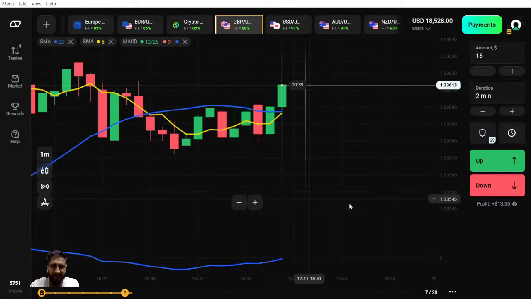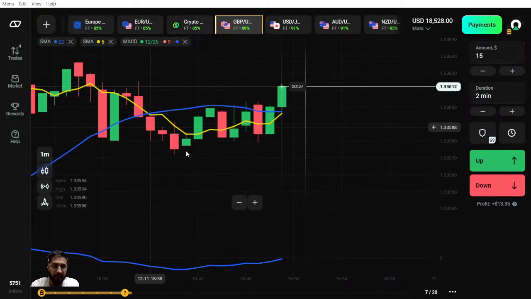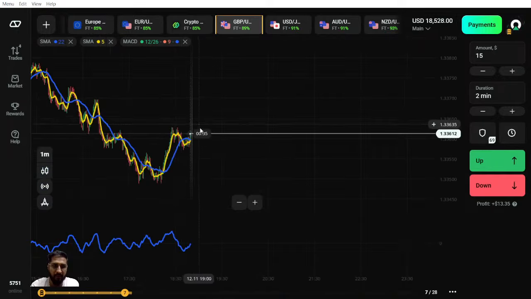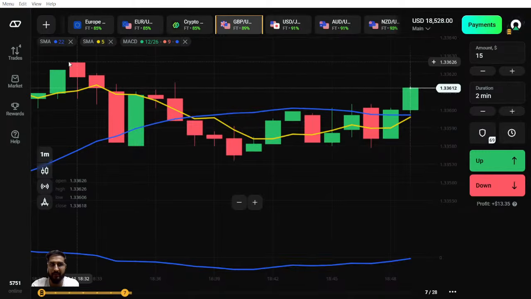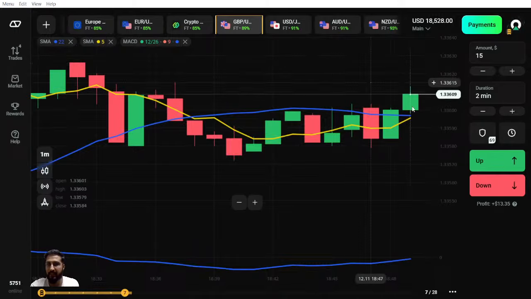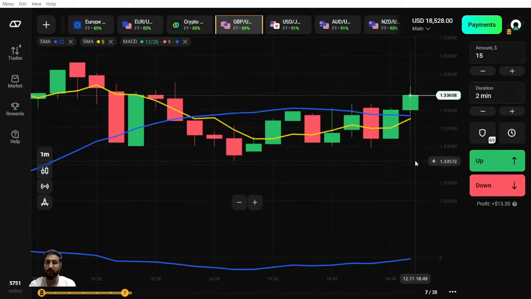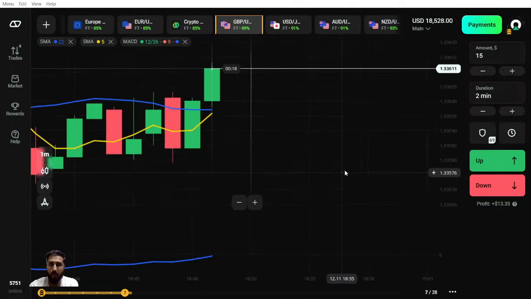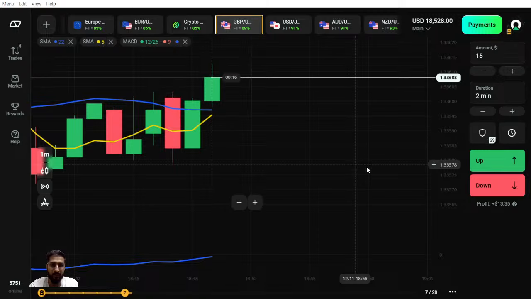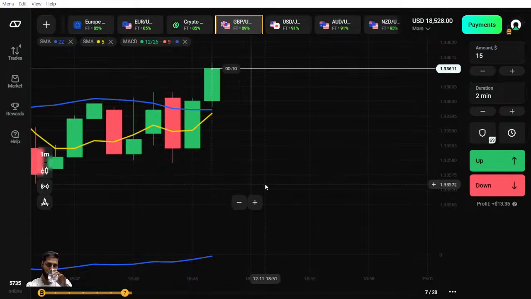Okay, so there can be a signal sooner or later, but at the same time the resistance level is quite near, because this can be a resistance level. So the maximum is 1.33626 and currently 1.33609, so the only window we have is somewhere around 0.2020 points. So let's look for any confirmation.